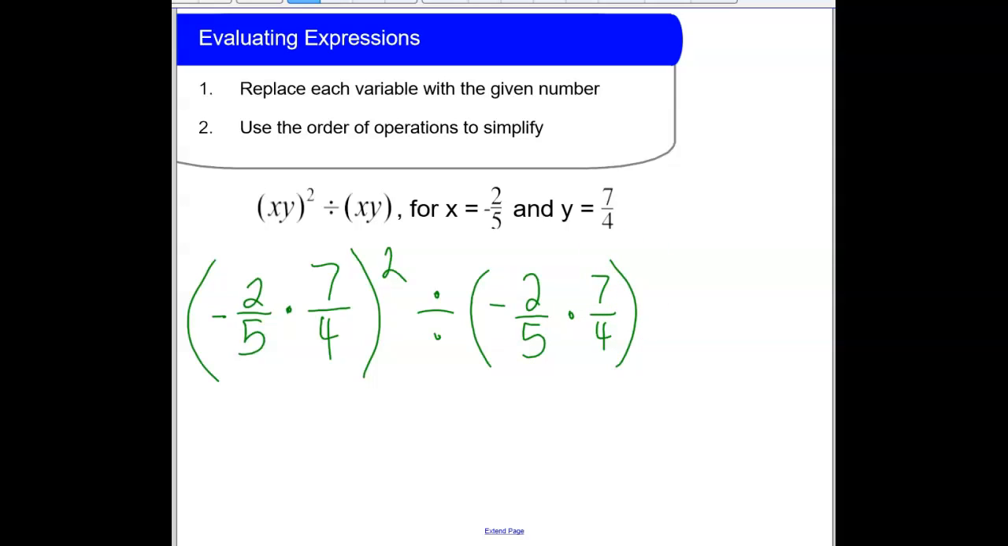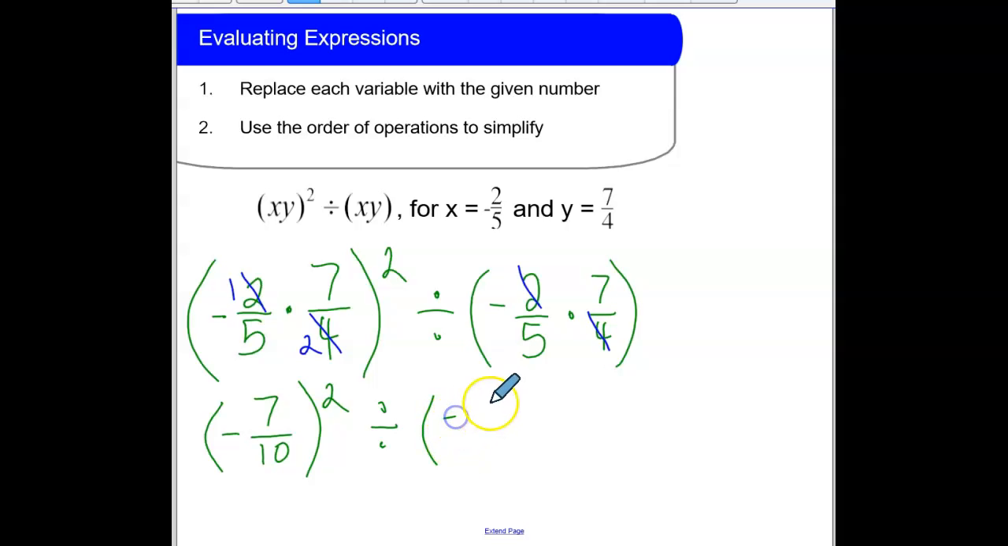Well, according to the order of operations, I should simplify what's in the parentheses first, right? I'm not going to square. I'm going to simplify in the parentheses. So let's cross reduce to make our multiplication easier. So I've got 1 times 7 is 7. 5 times 2 is 10. But this is a negative value, and I'm squaring it. Divided by, and since I did all that good work there, and this is the same problem in here, we know that this is also going to be negative 7/10.